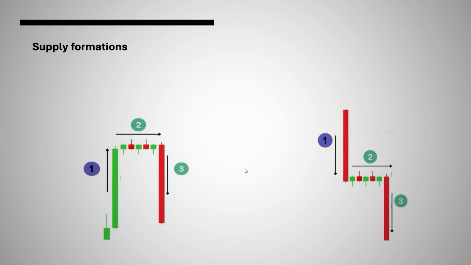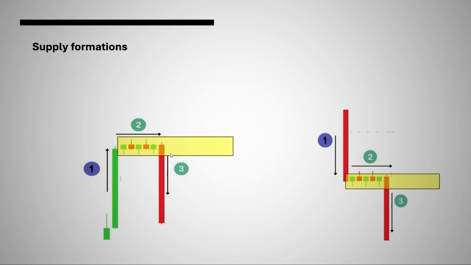And now, just like the demand formations, you can also highlight these levels just like this. And the next time that price comes back into these supply levels, we can anticipate a short from these levels. And the most important rule in these supply and demand formations is that in the third phase of these formations, the candlestick has to be an explosive candle with a body more than 70% of the total range of the candlestick.